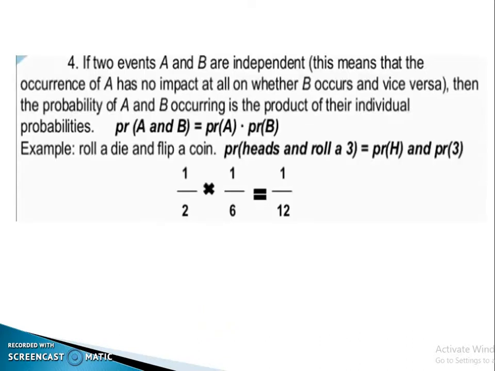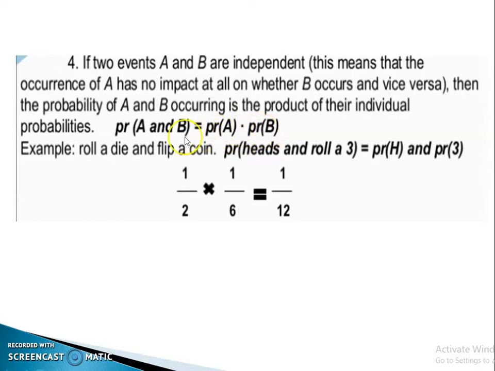The fourth rule is, if two events A and B are independent, this means that the occurrence of A has no impact at all on whether B occurs and vice versa. Then the probability of A and B occurring is the product of their individual probabilities. That is, probability of A and B is equal to probability of A multiplied by probability of B. If the two events A and B are independent, then their combined probability is equal to the product of their individual probabilities.